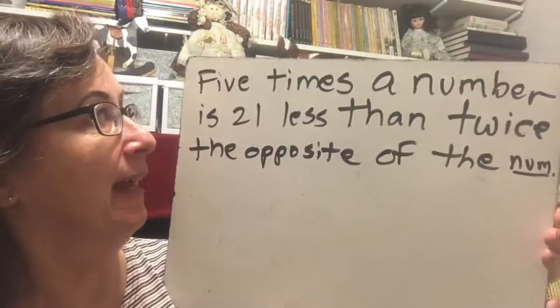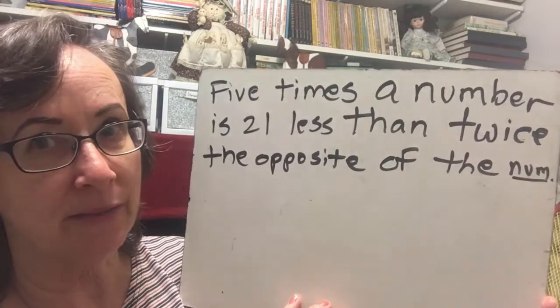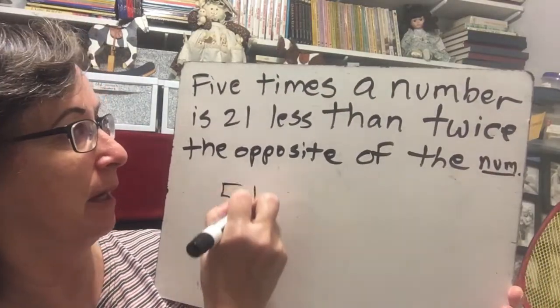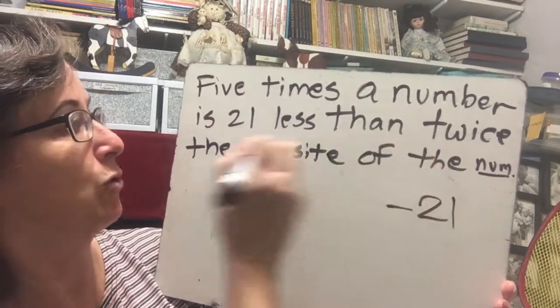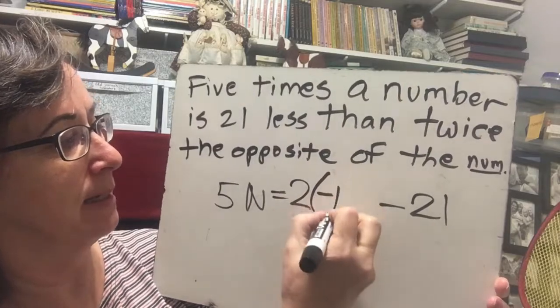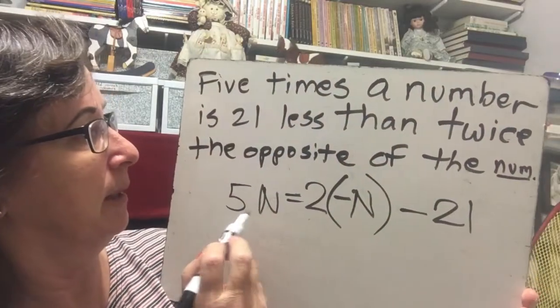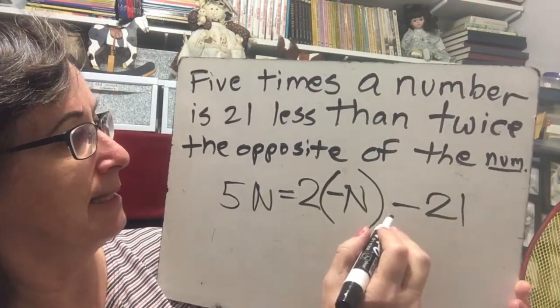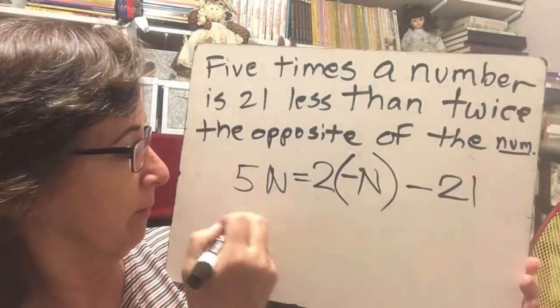Okay, so we have one more example before you go do your practice set. Okay, so 5 times a number is 21 less than twice the opposite of the number. So 5 times a number is 21 less than twice the opposite of the number. Always read it twice. 5 times a number is 21 less than twice the opposite of the number. I'm sticking with that. So we have 5n.